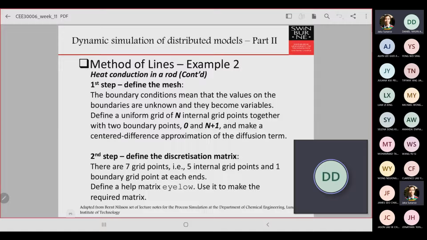The second step will be to define the discretization matrix. So here we have 5 internal grid points and 1 boundary grid point at each end. So we have the left end point and also the right end point. We define a help matrix ILO, which we use to make the required matrix.